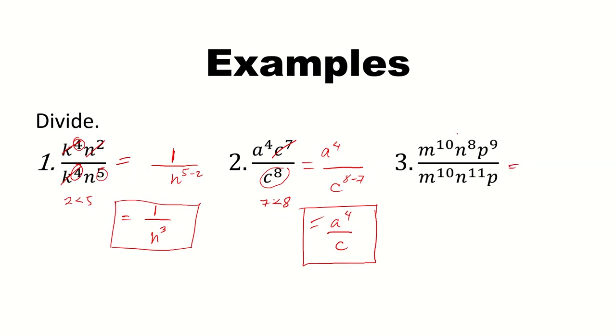So for m, okay, we have m to the power of 10, n to the power of 8, p to the power of 9, divided by m to the power of 10, n to the power of 11, p. So let's start with m. We'll do it slowly, one variable at a time. So we have m here, but the exponents are the same. That means it will be cancelled out and it will result to a 1.